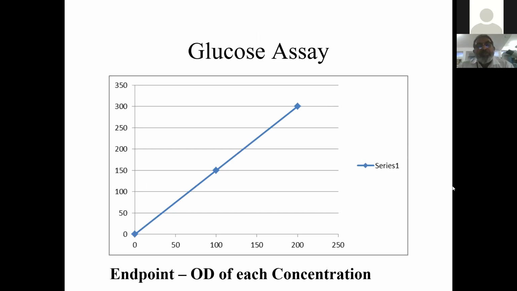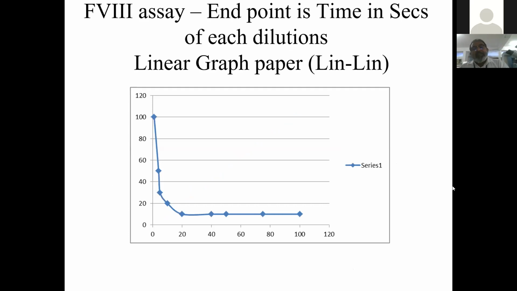So the commonly used graph paper for assays is lin-lin graph paper or linear graph paper, because both the x-axis and y-axis are linear. But when we use the same graph paper for the factor VIII assay, this is the line that you get. Now it will be very difficult to analyze what is the level of factor VIII for the endpoint that is detected. For example, from 0 to 10, you'll find that almost everybody is close to normal. But when you come to 20 to 120, the endpoint is almost similar. So this particular graph needs to change.